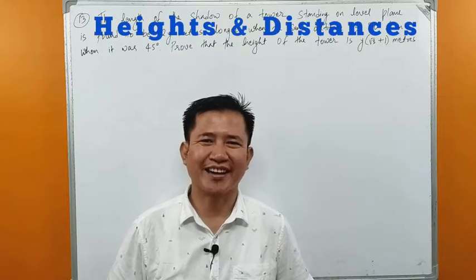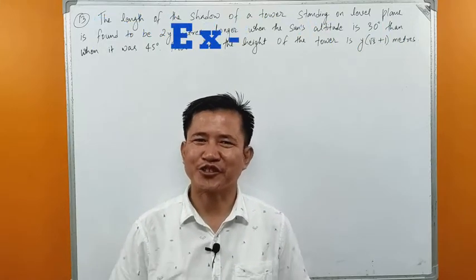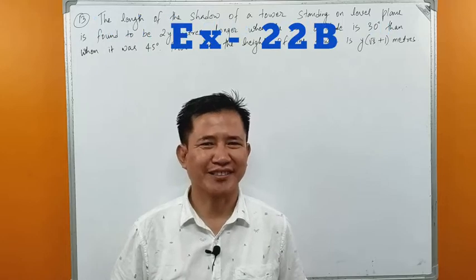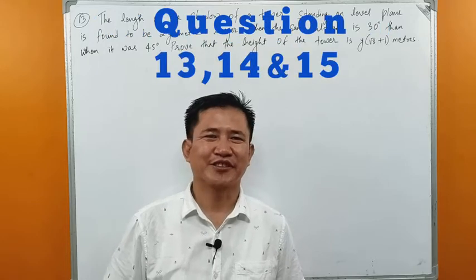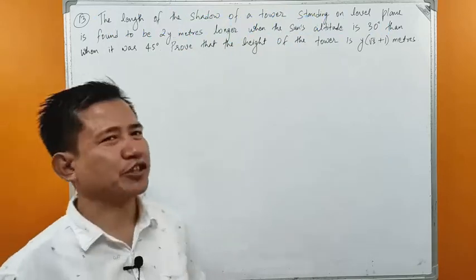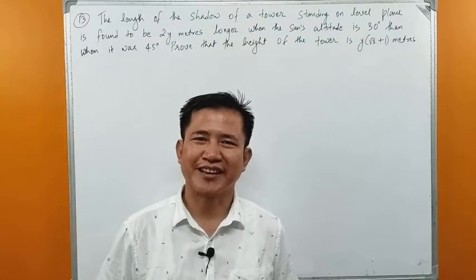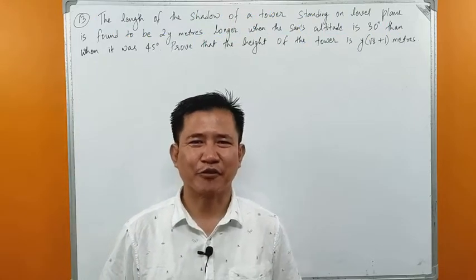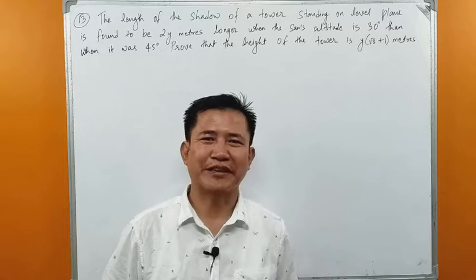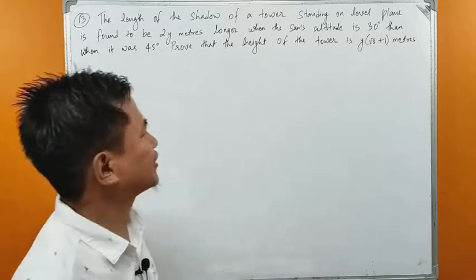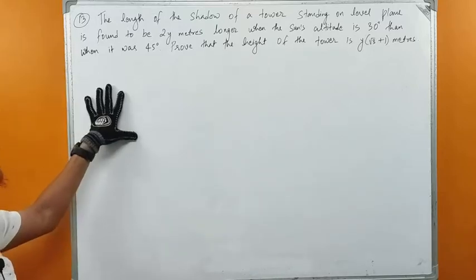So we are doing heights and distances, exercise 22b from ICSE book of class 10, isn't it? So we have completed till question number 12 in our previous videos, and today we'll start right from question number 13 and we will complete this chapter in this video. Okay, so let's begin. This is question number 13.